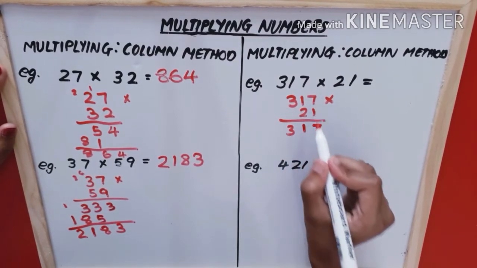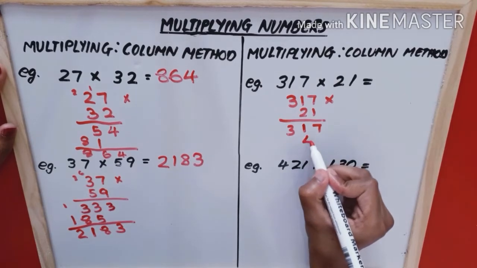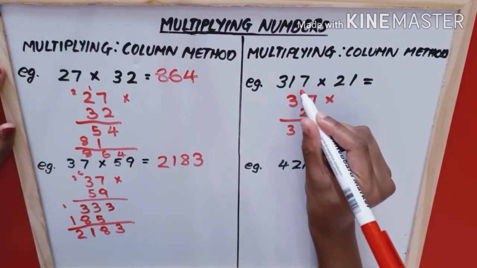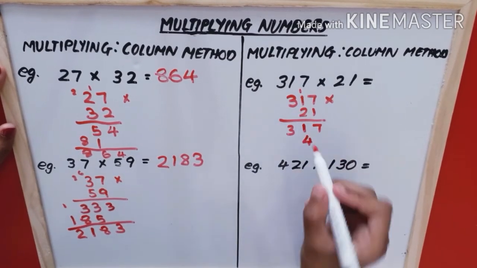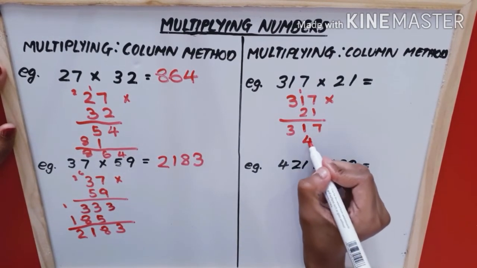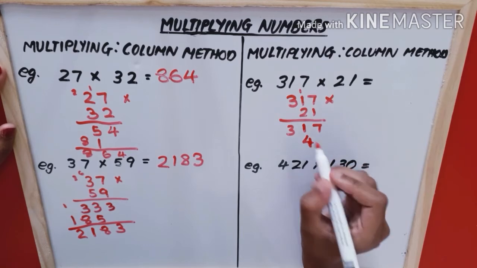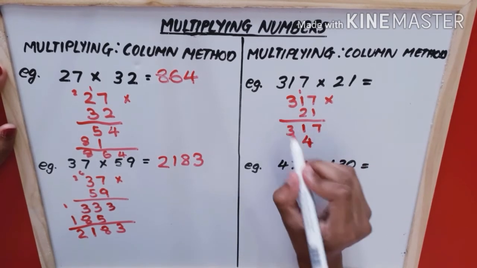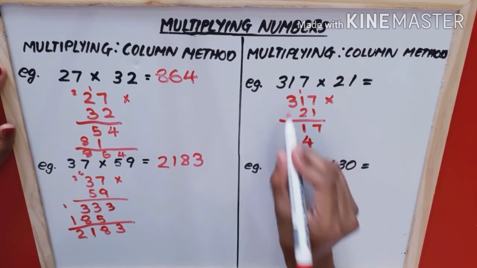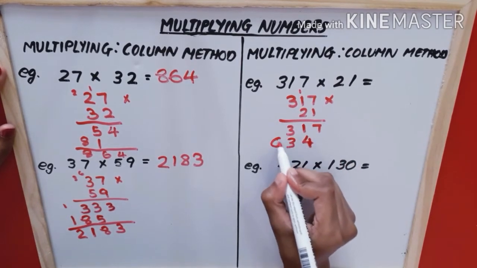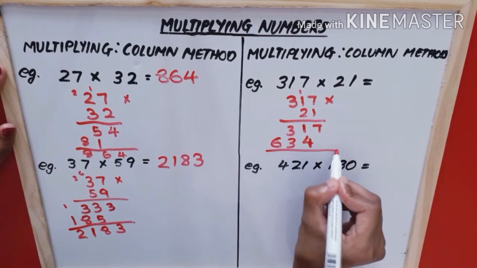Next, you do 2 times 7, which is 14. You write this 4 under the tens column, carry the 1 over to the next number. Now you do 2 times 1, which is 2, and add the 1, so which is 3. And you write this under the hundredths column. Next, you do 2 times 3, which is 6. And then you write the 6 under thousands column.